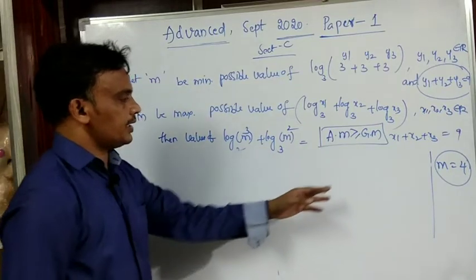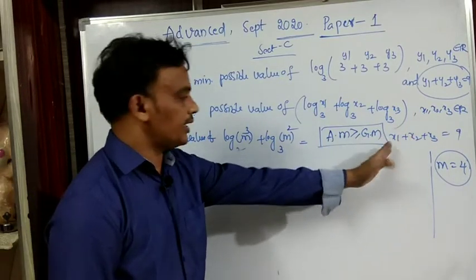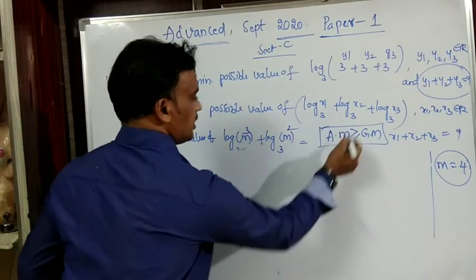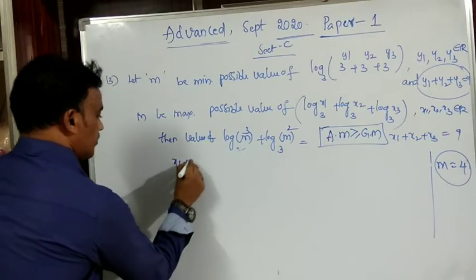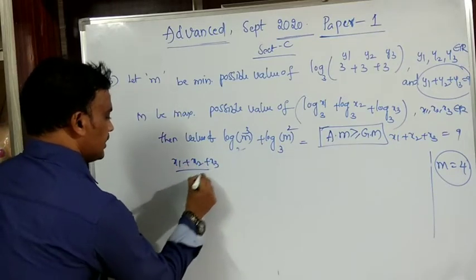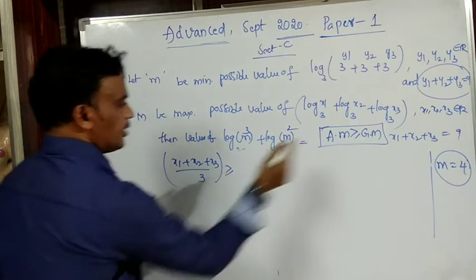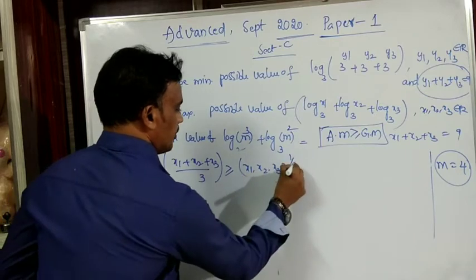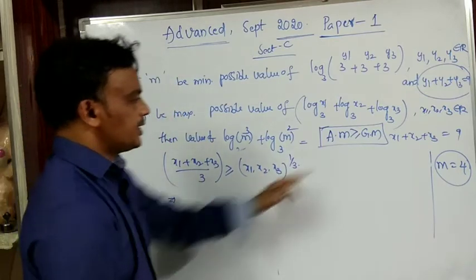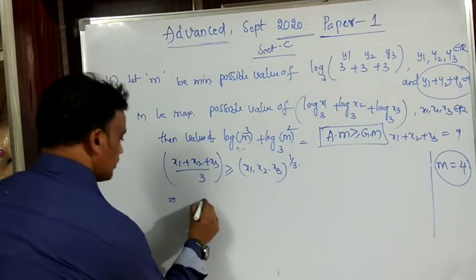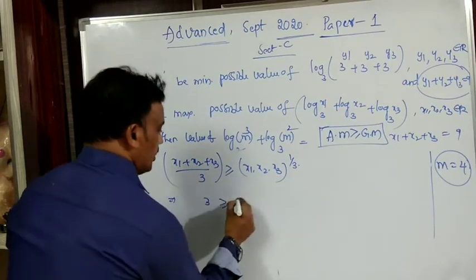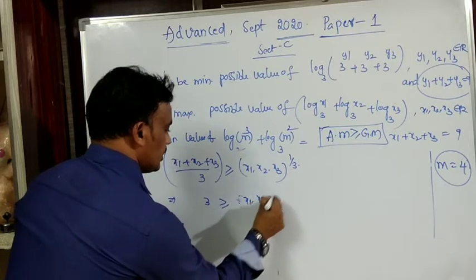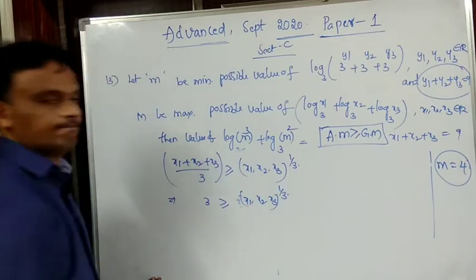Coming to the second case, let us take the three numbers x1, x2, x3, and they have given the condition x1 + x2 + x3 = 9. Here also I am going to apply the same inequality: (x1 + x2 + x3)/3, the arithmetic mean, is greater than or equal to the geometric mean, (x1·x2·x3)^(1/3). Since x1 + x2 + x3 is 9, 9/3 is 3, so 3 is greater than or equal to (x1·x2·x3)^(1/3). Am I right or not?